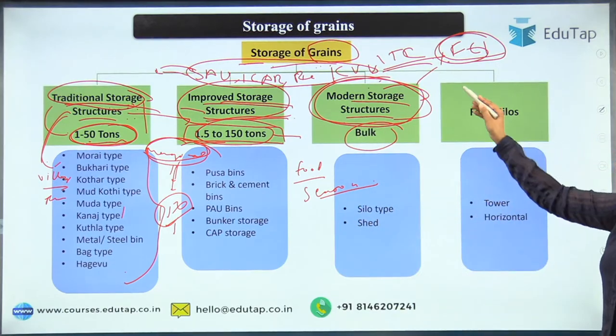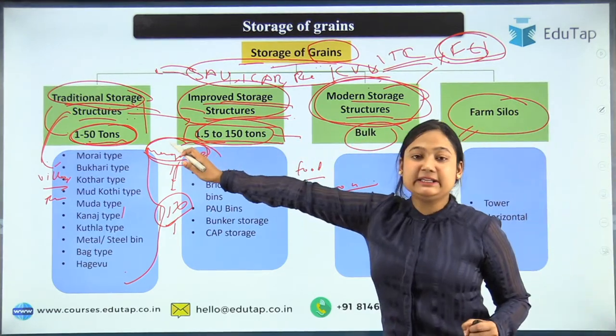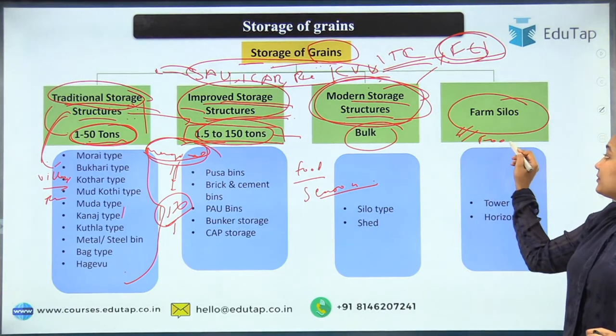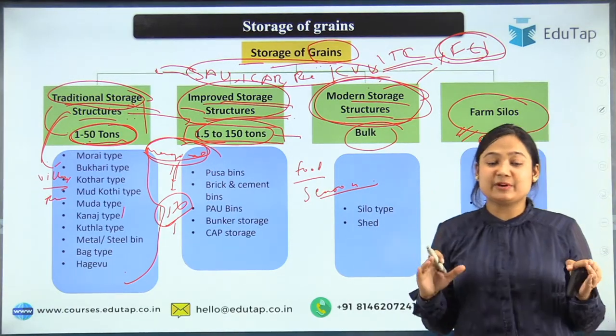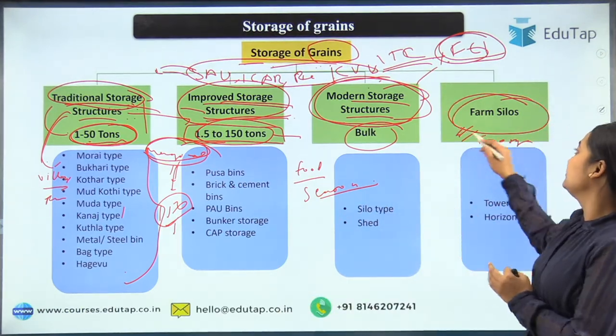Okay. Now last, the farm silo structure. See, ये तीन है हमारे grain के लिए. This one is particularly about the forage. It means जो घास फूस जो हम रख रहे हैं ना, जो हमने जानवरों को feed करनी है, that will come under the farm silos.